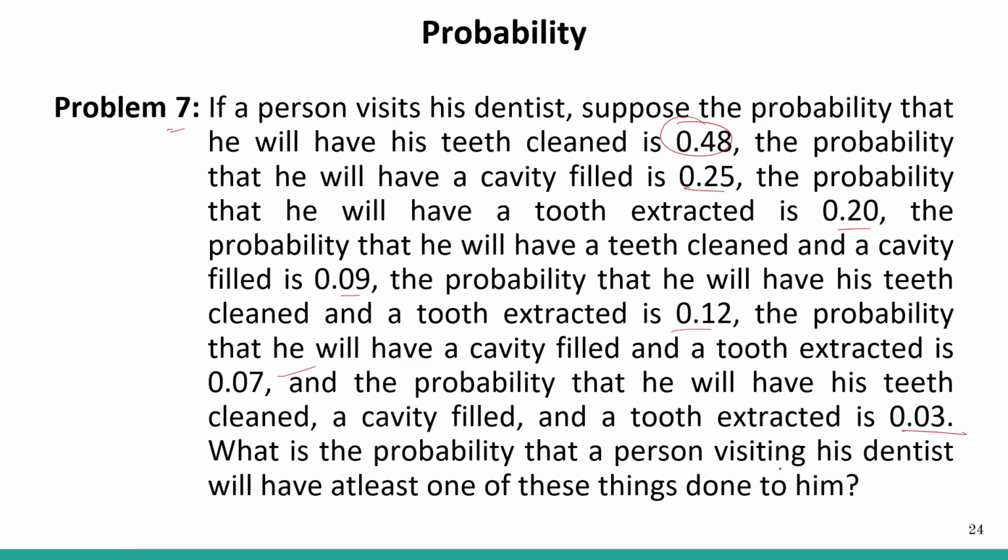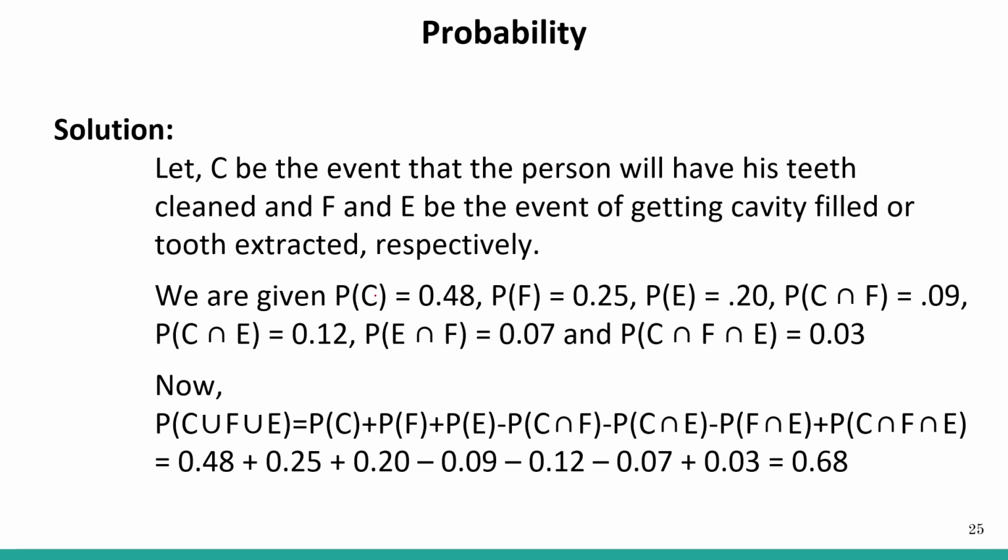What is the probability that a person visiting the dentist will have at least one of these things done to him? So let's try to see. Probability of C is equal to 0.48. Probability of F is equal to 0.25. Probability of E is equal to 0.20. C is the event that the person will have his teeth cleaned, that is why we have denoted it as C. And F and E are the events of getting a cavity filled or a tooth extracted. For cavity filled it is F, for tooth extracted it is E. Probability of C intersection E is equal to 0.12. Probability of E intersection F is equal to 0.07. Probability of C intersection F intersection E is equal to 0.03.